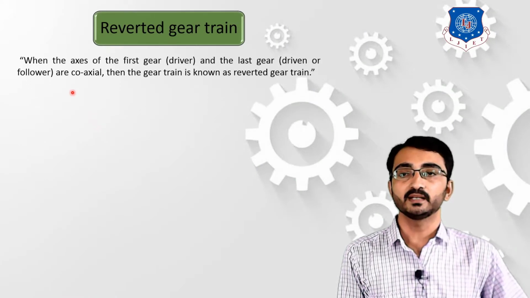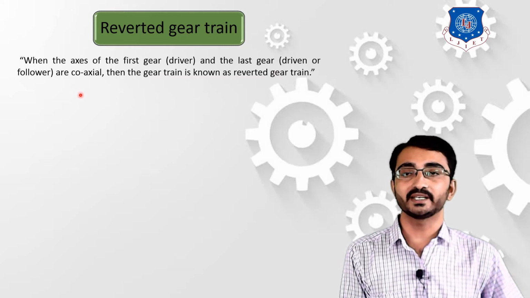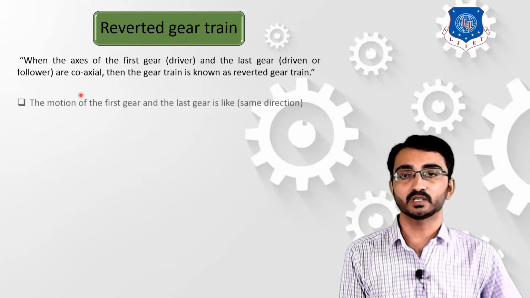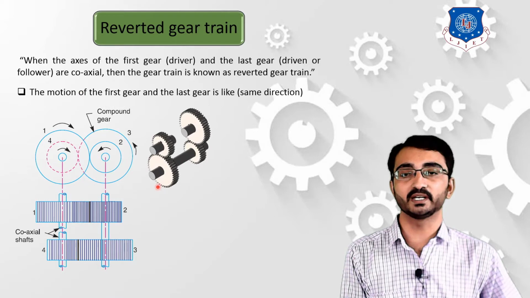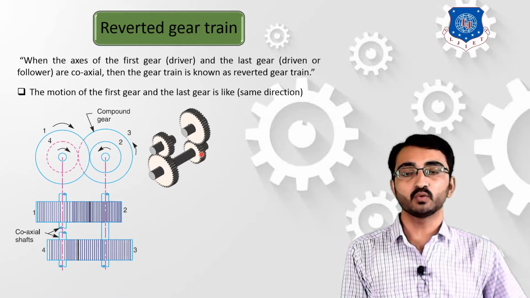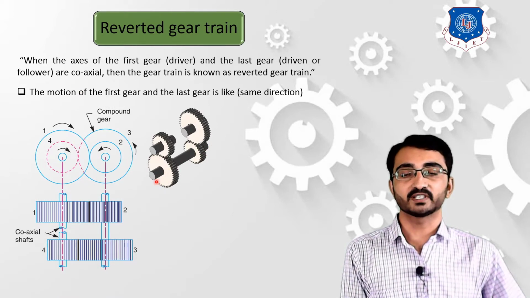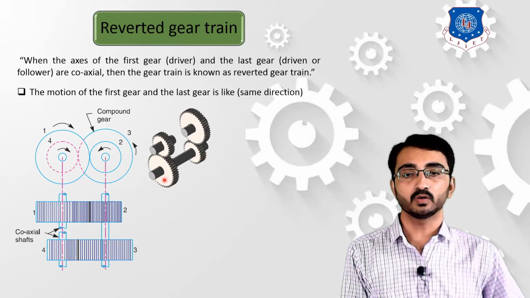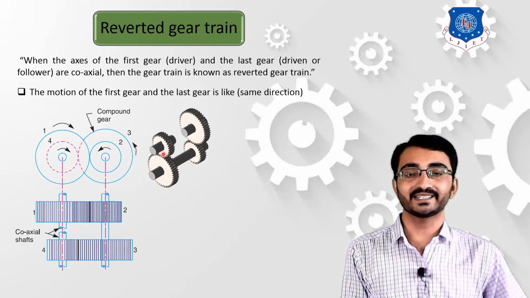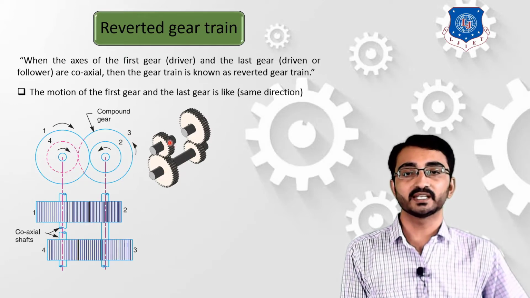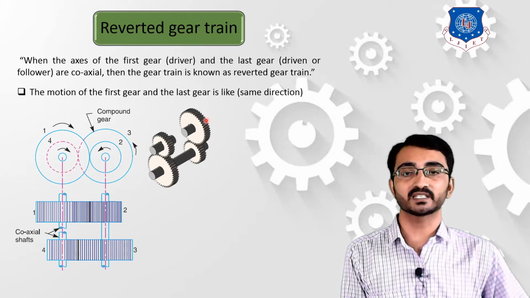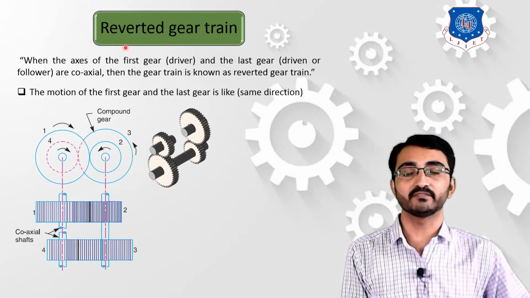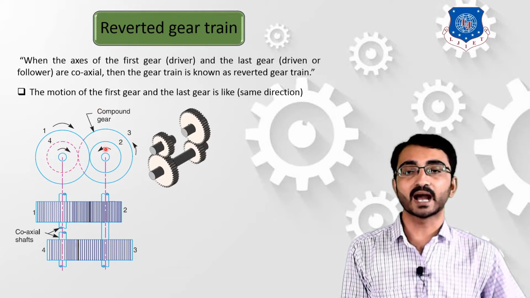Now, when the axis of first gear and the last gear are coaxial, then it is known as a reverted gear train. We can simply consider this assembly over here. When we are mounting two gears on one shaft, then it is known as a compound gear. Now in this assembly of compound gear, if we are connecting it in such a way that the first gear and the last gear both are coaxial, then this type of assembly is known as a reverted gear train. Now how will it be useful?